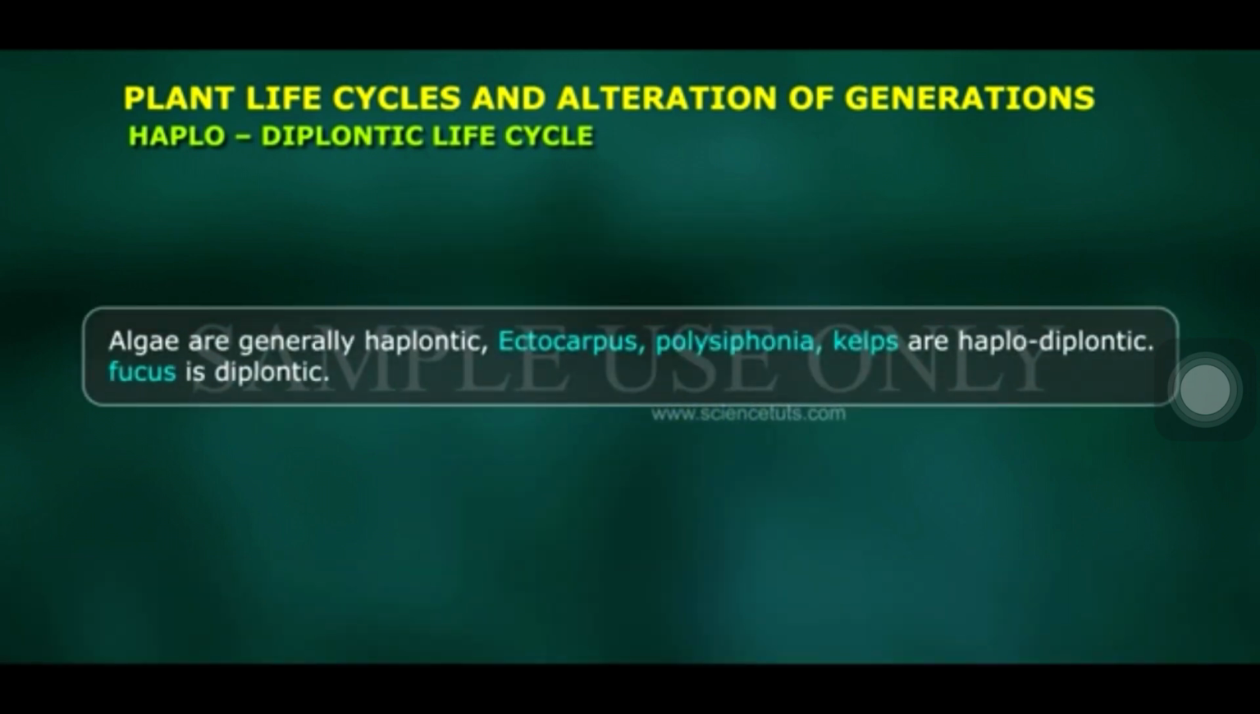Algae are generally haplontic. Ectocarpus, Polysiphonia, and Kelps are haplodiplontic. Fucus is diplontic.